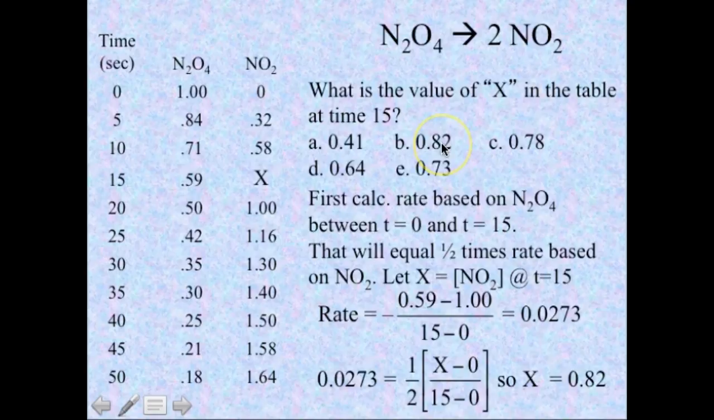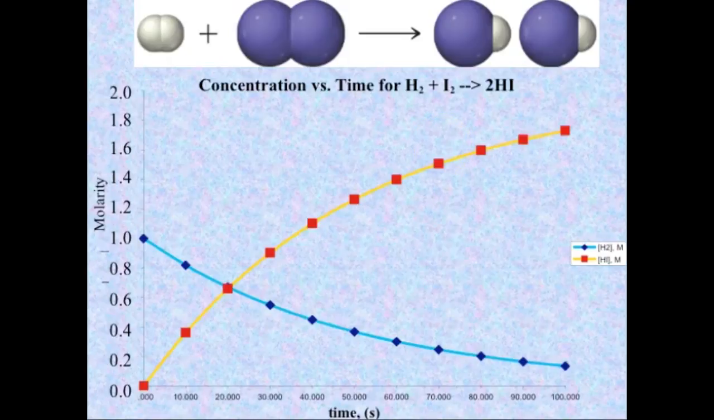Answer B. Here's a graphical representation of average rate based on the equation hydrogen plus iodine yields 2HI, hydrogen iodide. The yellow line represents the hydrogen iodide, and of course the slope is steeper because it's being produced twice as fast as the hydrogen and iodine are reacting. But the problem with average rate is it keeps changing depending on your starting point and end point. As you can see, it's not a straight line.